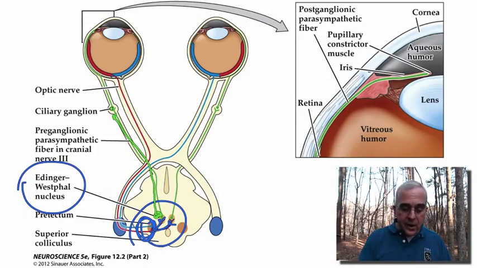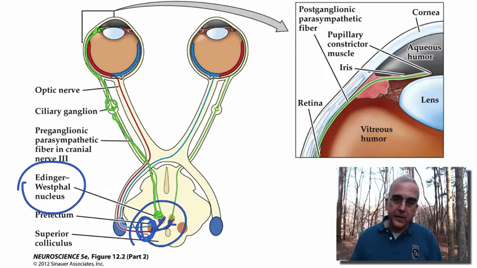which makes a synapse on a postganglionic neuron in the ciliary ganglion, and then that neuron grows its axons into the eye itself to supply parasympathetic innervation of the constrictor muscle of the iris. So when this motor signal is conveyed down that third nerve, the iris will constrict.